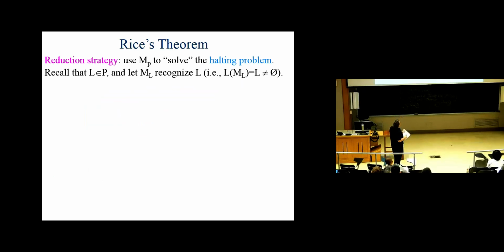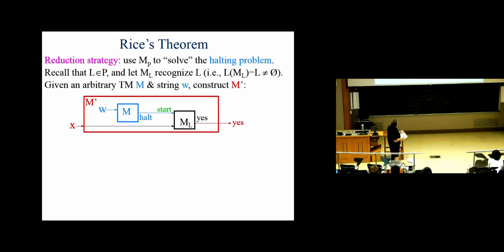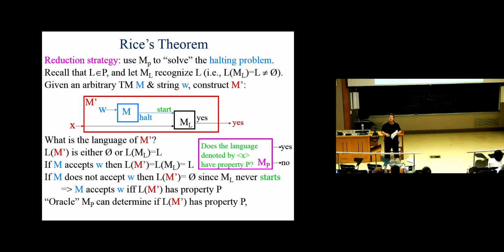Remember, to remind you how we constructed this thing, without loss of generality, we assume that the empty language is not in P, which means the empty language doesn't have property P, right? On the other hand, L was in P, and L is not the empty set. And so if you know whether the language of M prime has property P or not, you know whether M halted on W internally inside M prime, right?